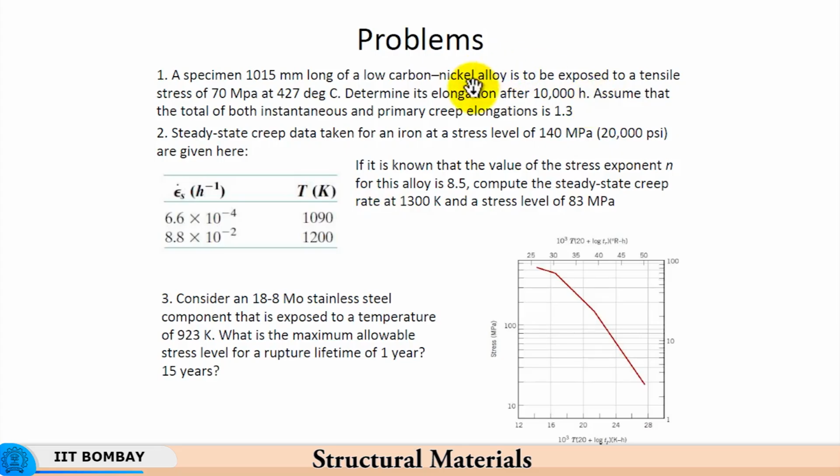So, we have to take TR as 10,000 hours and assume that the total of both instantaneous and primary creep elongation is 1.3 millimeters. So, let us see how we solve it. You need to find out the Larson-Miller parameter corresponding to this. So, capital T is 700 degrees Kelvin, then TR is 10,000 hours, so log TR is given to be this, and the stress is 70 MPa. So, we need to find out the corresponding strain in the material.